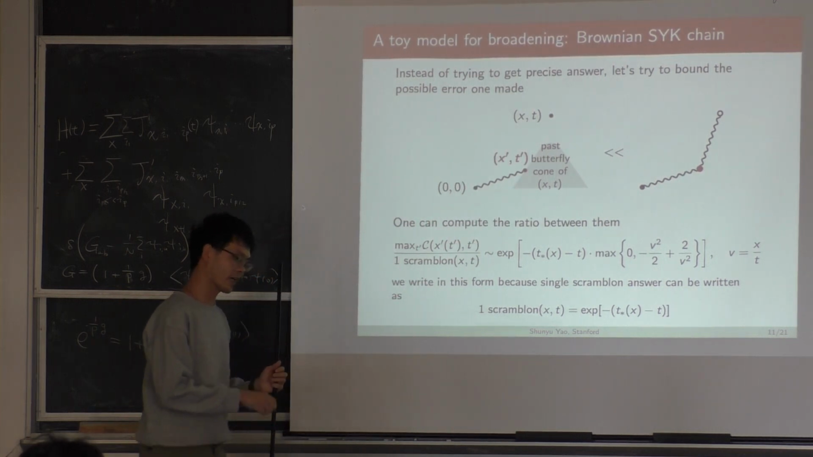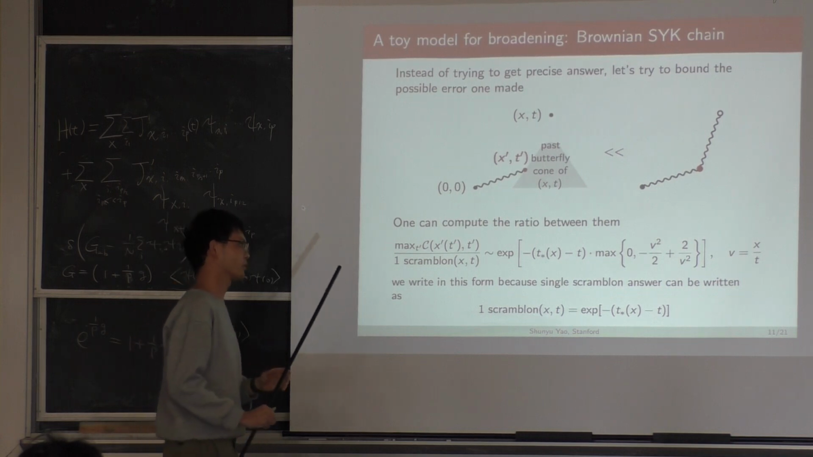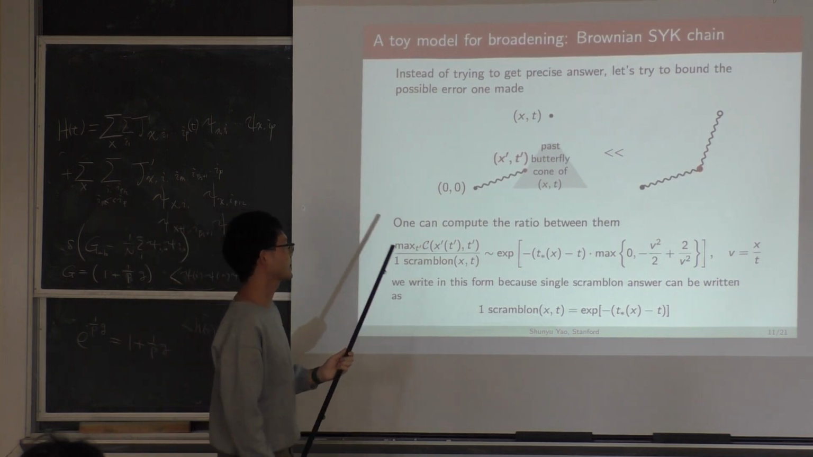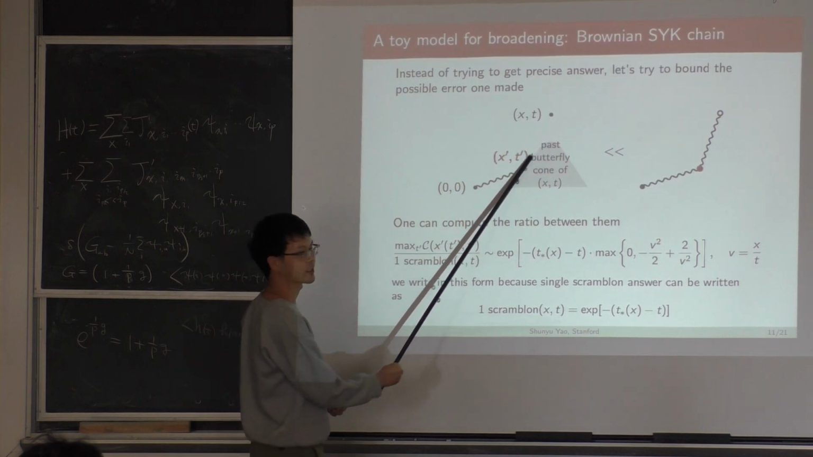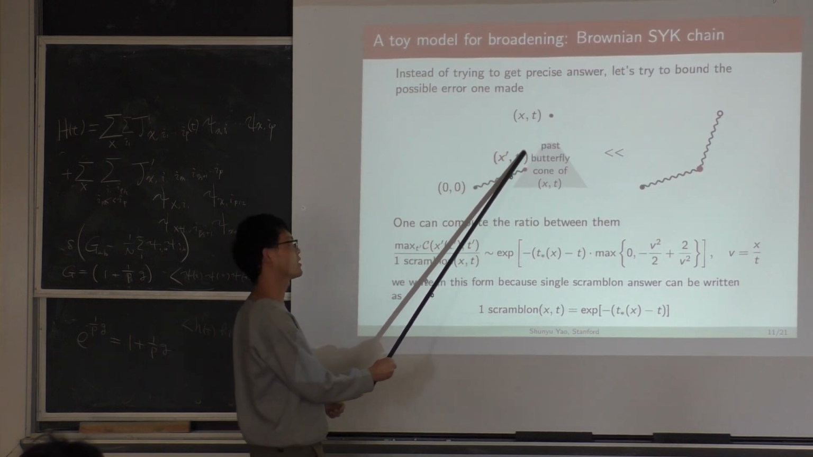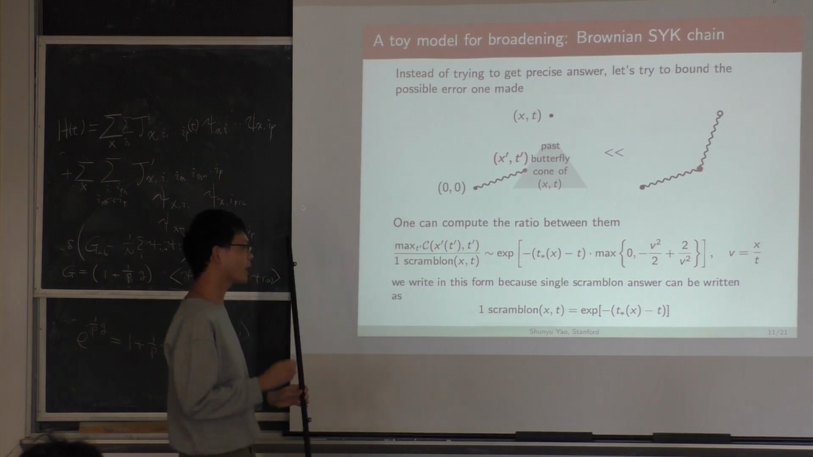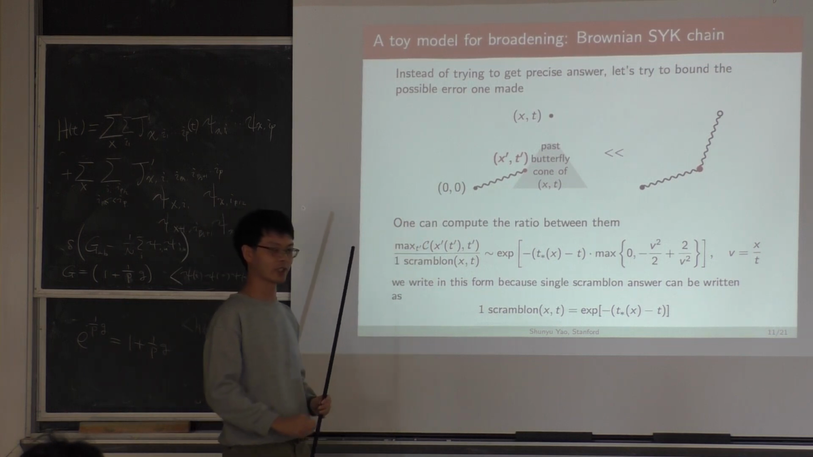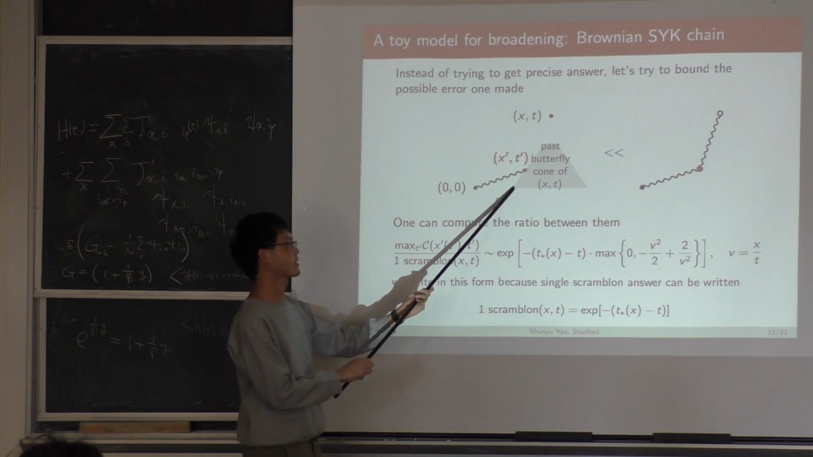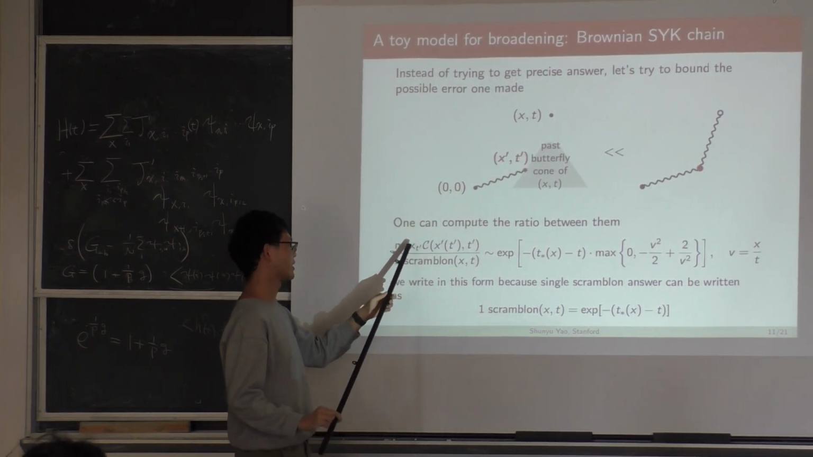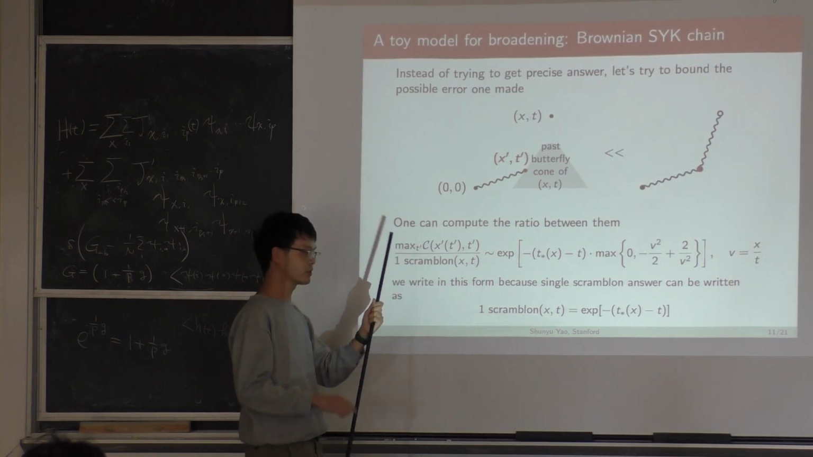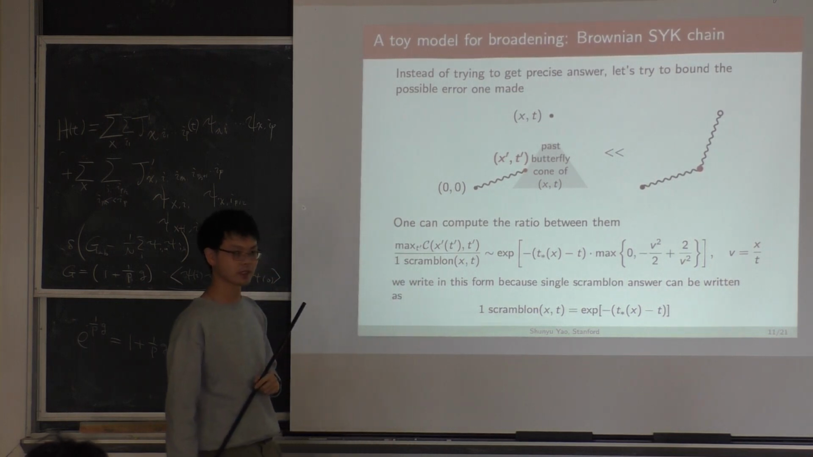And by doing some calculation, let me not go into detail, you can see that the dominant region where this error happens is actually along this path. When the intermediate point is along this path, let's try to estimate what's the largest error it has made by just taking the max over position along this butterfly cone, and calculate the ratio between the sort of error with the naive single scramble answer.